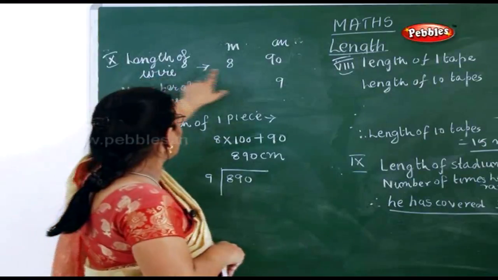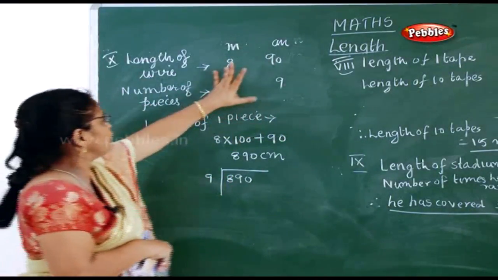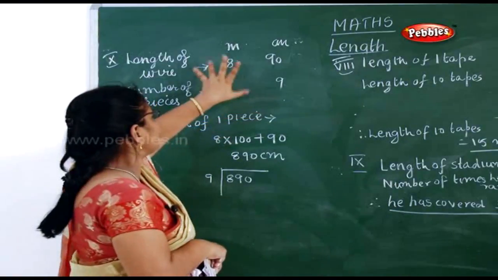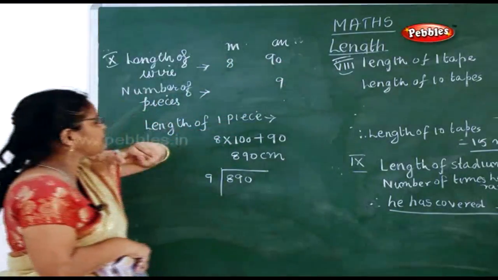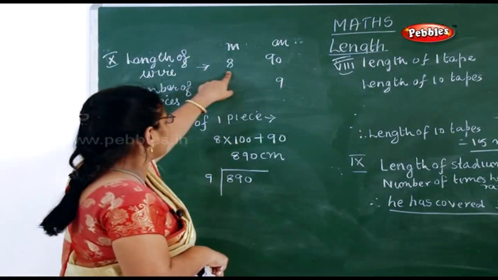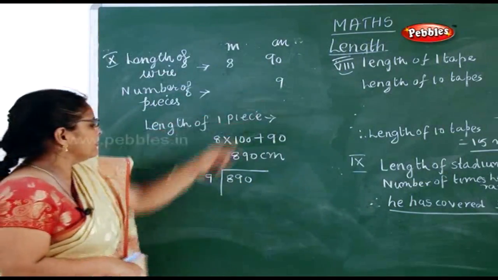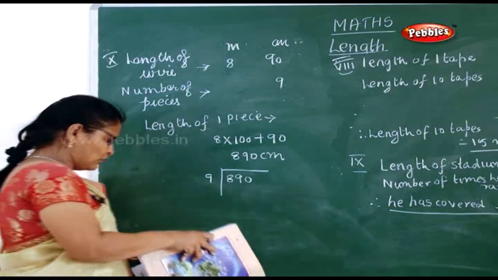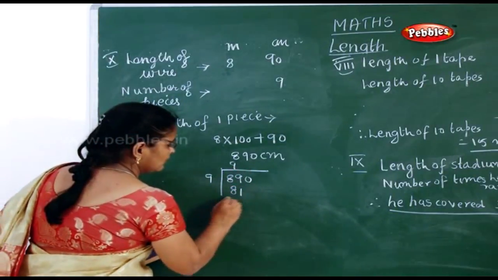See, the length of the wire is 8 meter and 90 centimeter. But you have to convert this into centimeter. You can't write meter and centimeter. Finally, you are converting into centimeter. So how will you convert? 8 into 100 plus this 90. So 890 centimeter divided by this 9. So what is the answer you will get? 890. So 9 9s are 81.